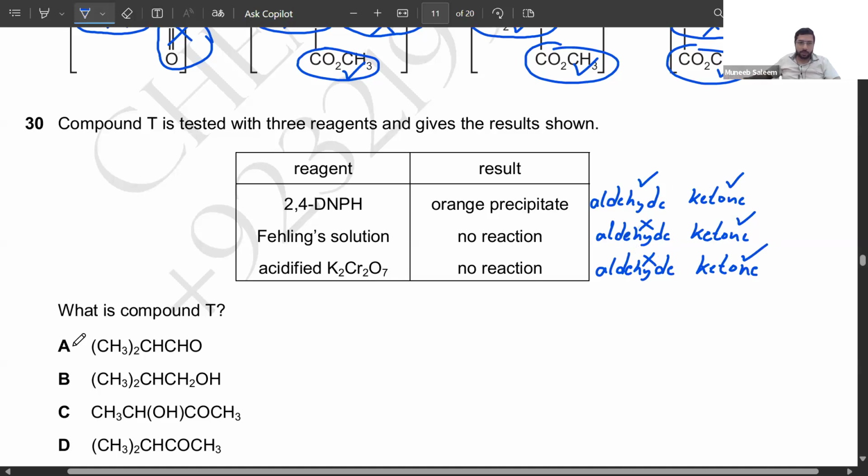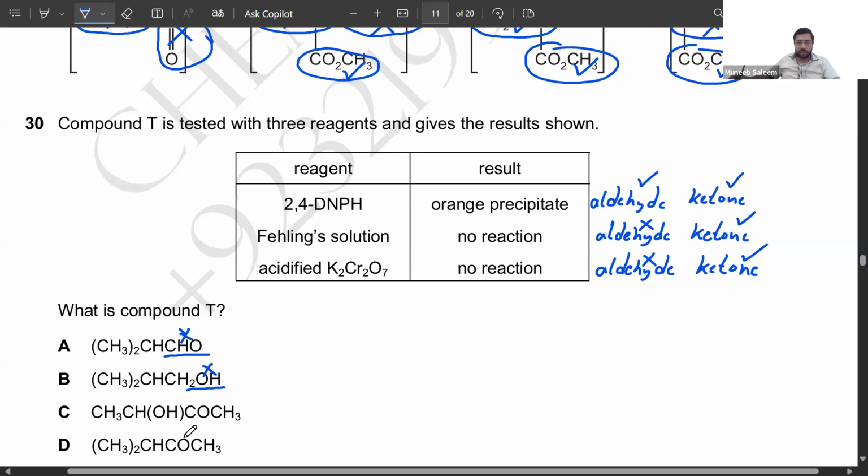Now we check the options. Option A says that it has an aldehyde group present here. But in our observations, an aldehyde is not there, according to the second row and the third row. So it is not the correct option. Option B says it is an alcohol. This is not an alcohol. So an alcohol cannot be there, because in our case there is only an aldehyde or a ketone, one of these two, meaning only a ketone is there, but not an alcohol. There is no mention of an alcohol here. So it is not correct.